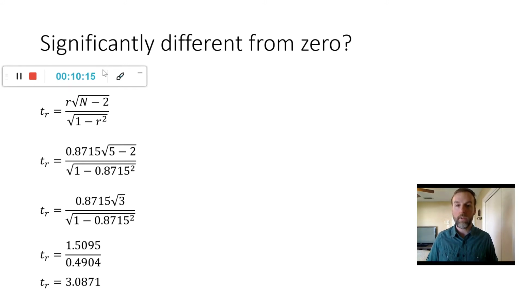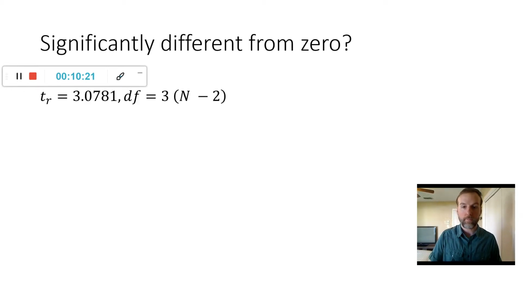Now the question is, is this significantly different from no correlation? What we need to do is look up our critical t-value based on the degrees of freedom. So we found a t-value of 3.0781. The degrees of freedom for a correlation are actually n minus 2. So we had 5 participants minus 2, which is 3 degrees of freedom.